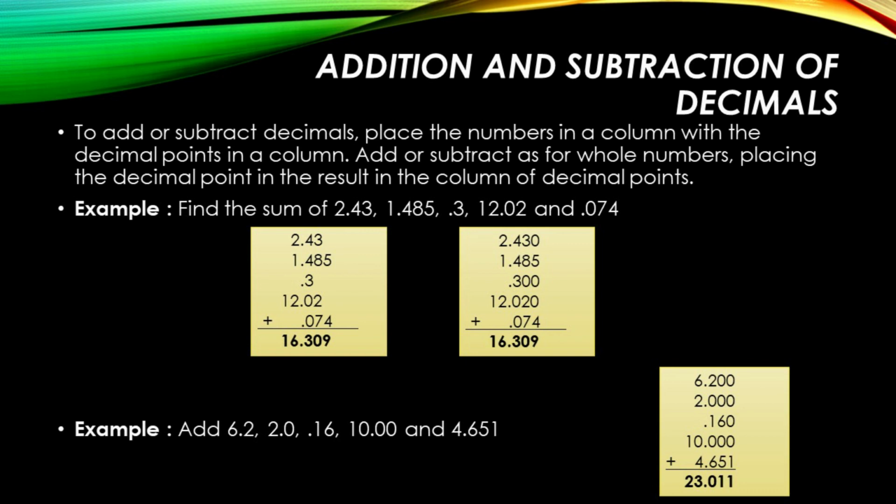So class, addition and subtraction of decimals. To add or subtract decimals, place the numbers in a column with the decimal points in a column, and add or subtract as for whole numbers, placing the decimal point in the result in the column of decimal points. So for example, class, find the sum of 2.43, 1.485, 0.3, 12.02, and 0.074. So now, let's apply addition.